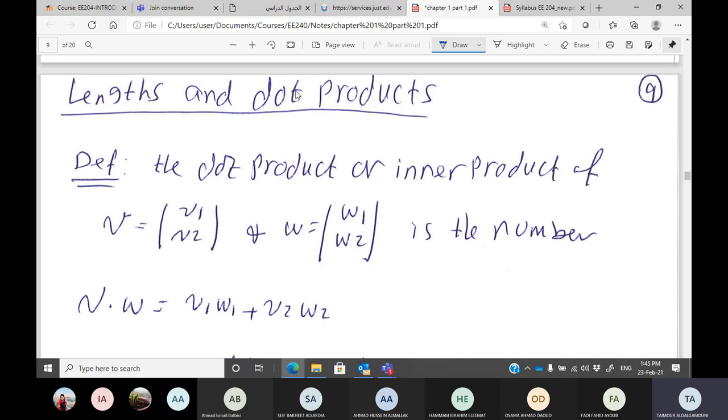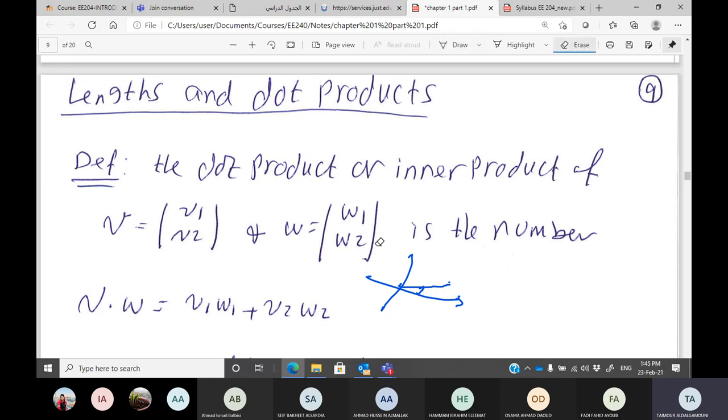Lengths and dot products. As we have seen, a vector has a length and a direction. The direction can be defined as the angle it makes with the horizontal axis. Okay, so it has a length and a direction.